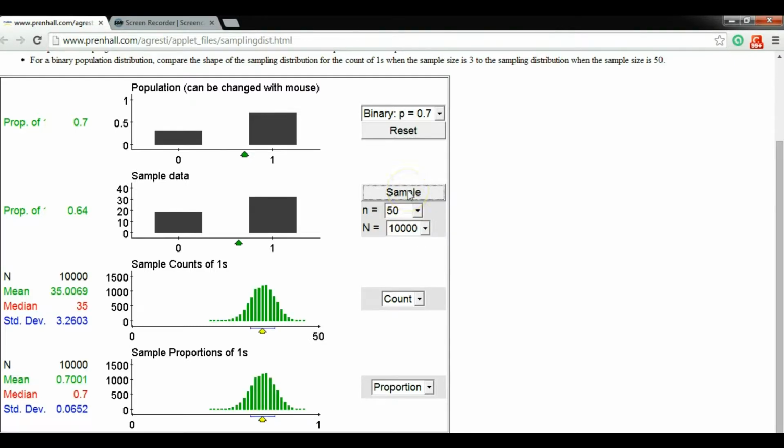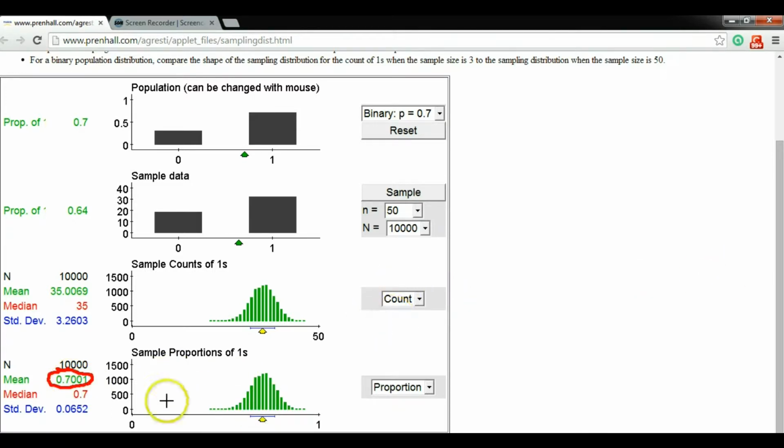And if I do that, again, what this is right down here is the count, and this is the proportion. And if we look at this, our proportion in our sample distribution is centered right around 0.7. Which we know, because our population has a p-value of 0.7. So our p hat came out to be 0.7.